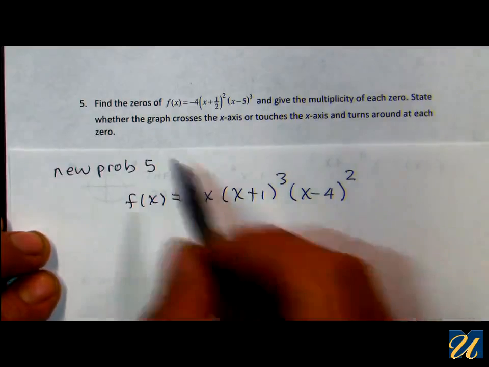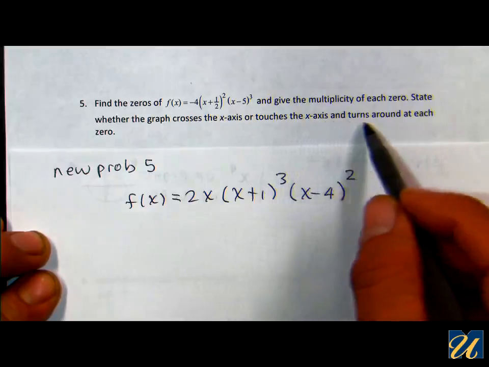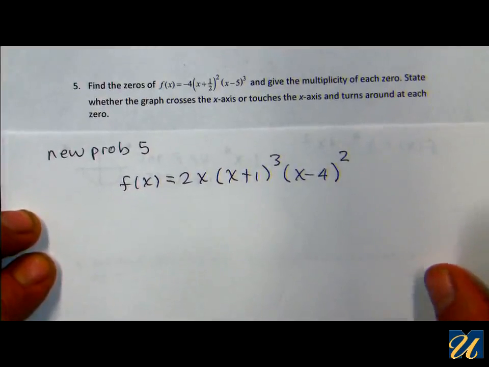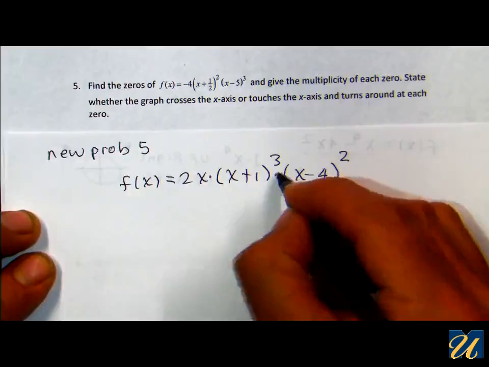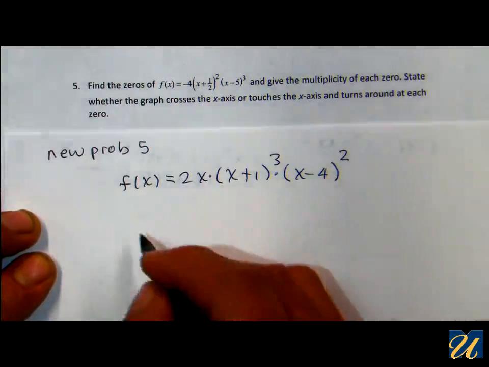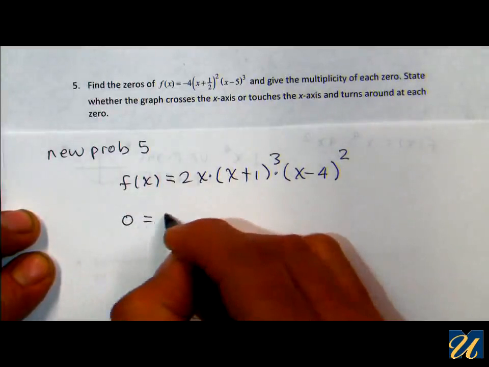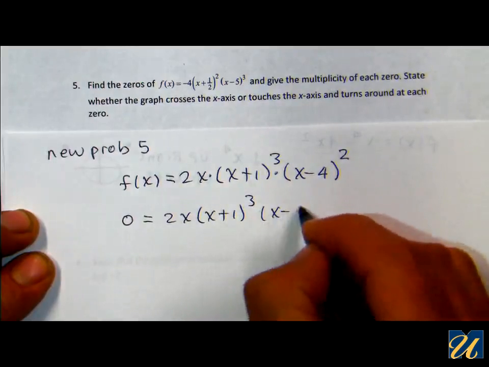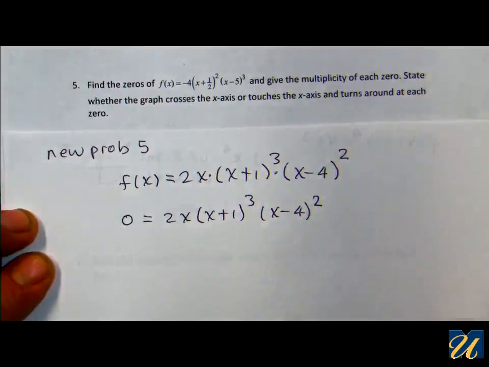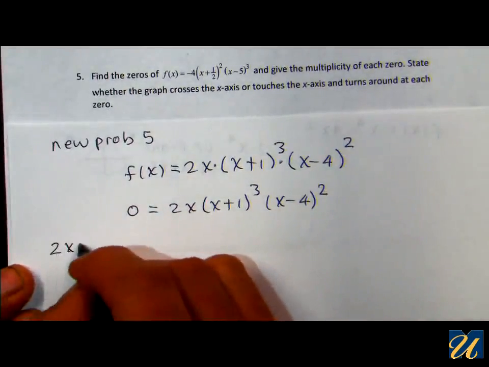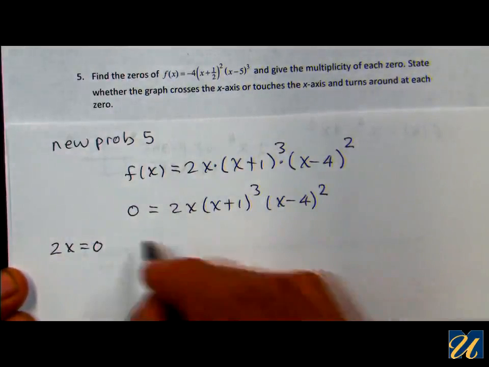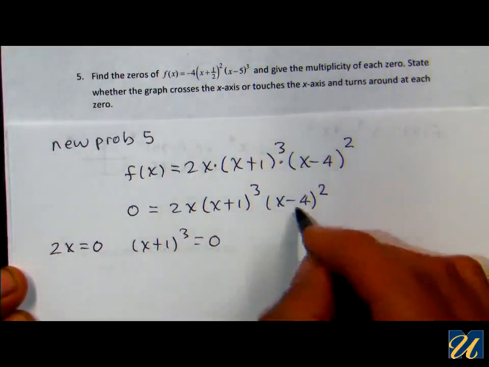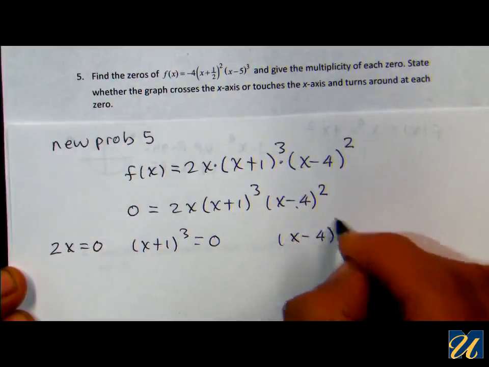Find the zeros, state whether the graph crosses or touches the x-axis at each x-intercept. Okay, so like we did before. Well, fortunately, we have already factored completely, so we'll take y to be 0. Just copy down the rest of it. Now, we can set each piece equal to 0. So we have 2x equals 0. We have this quantity here, (x plus 1) cubed equals 0. And then we have this quantity here, (x minus 4) squared is 0.